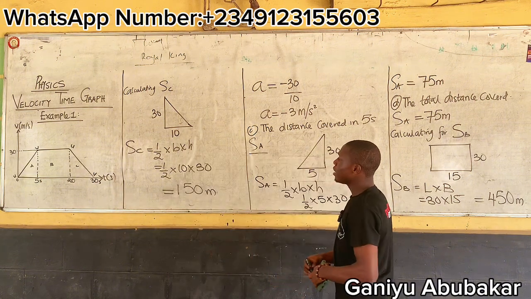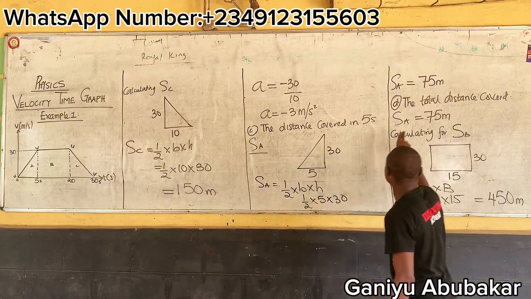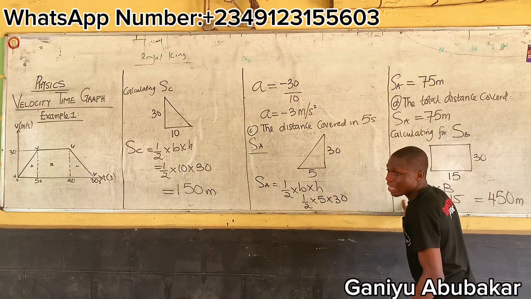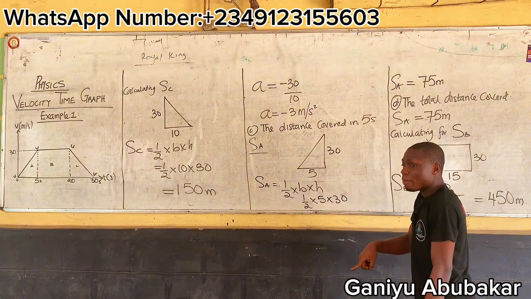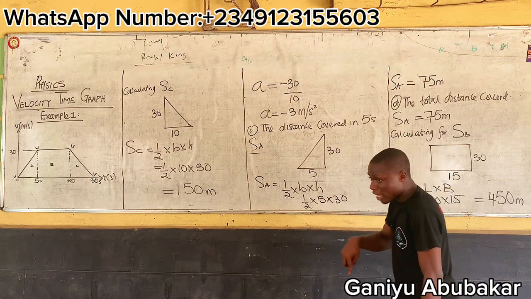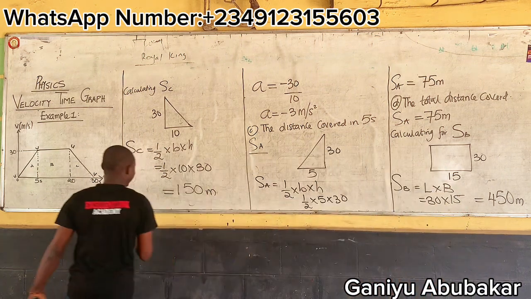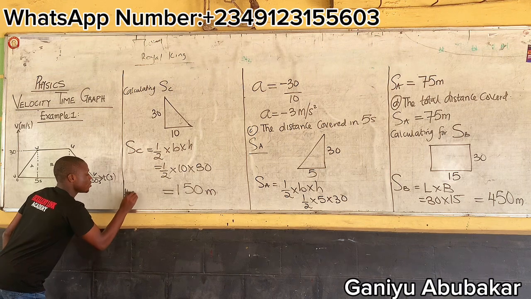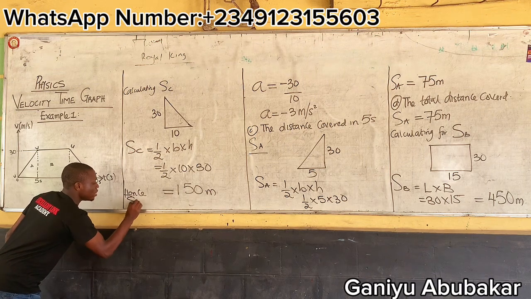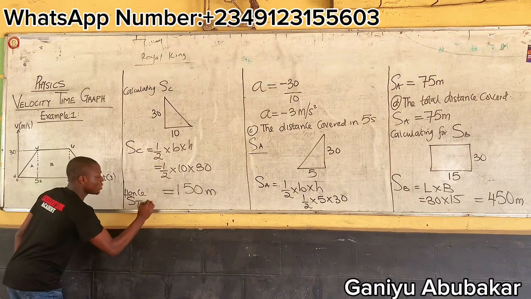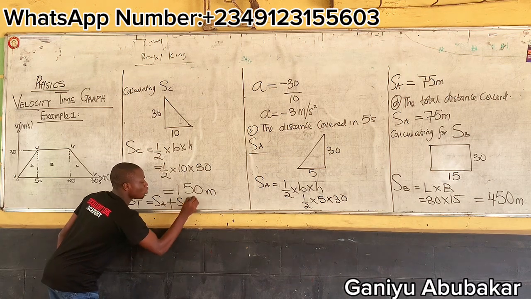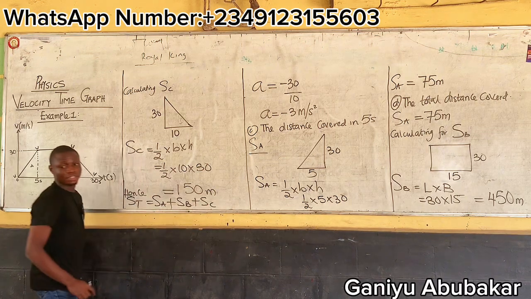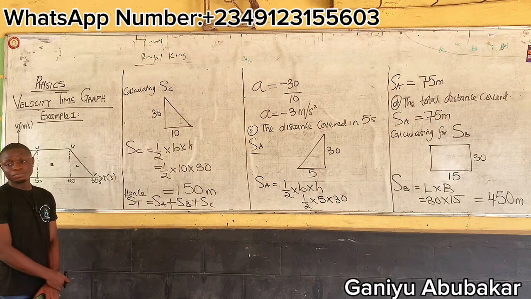So I've gotten my distance at sections A, B, and C. What am I looking for? Total distance. So I'll combine all of them together. So S of T, total distance, will be equal to SA plus SB plus SC.